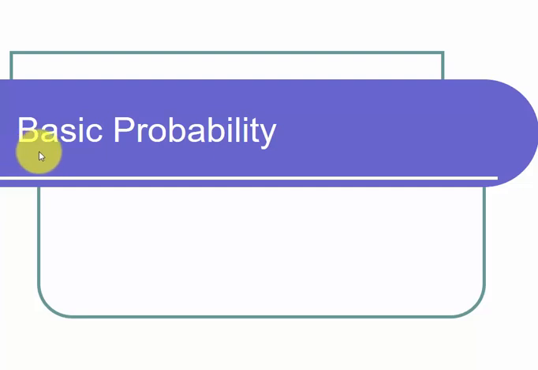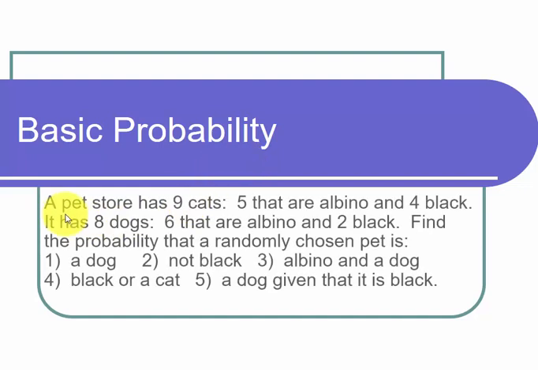This is a video on basic probability. The question states, a pet store has 9 cats, 5 that are albino and 4 black. It has 8 dogs, 6 that are albino and 2 black. Find the probability that a randomly chosen pet is 1.